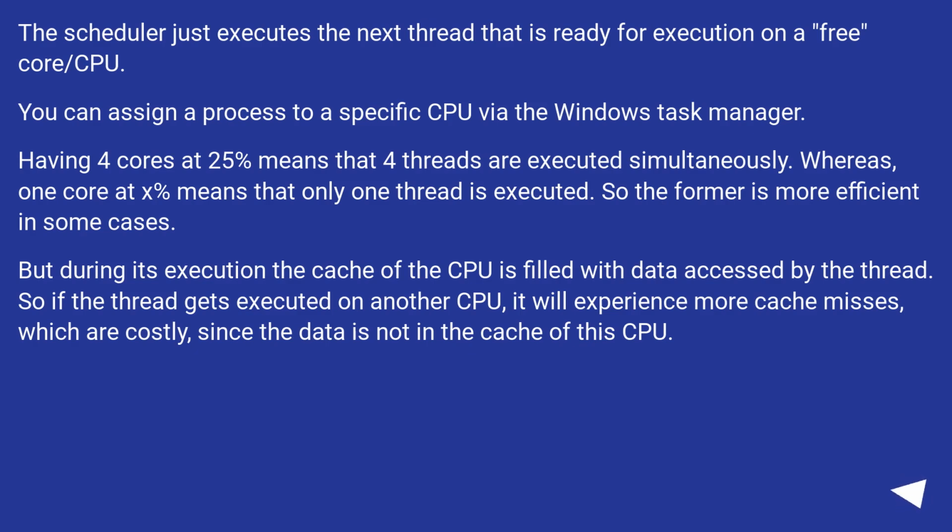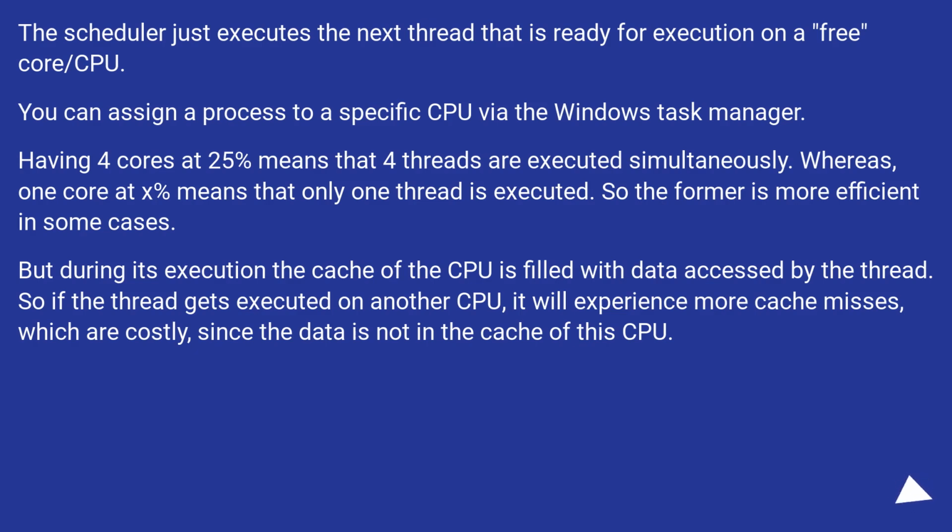The scheduler just executes the next thread that is ready for execution on a free core/CPU. You can assign a process to a specific CPU via the Windows Task Manager. Having 4 cores at 25% means that 4 threads are executed simultaneously, whereas 1 core at X% means that only 1 thread is executed. So the former is more efficient in some cases.